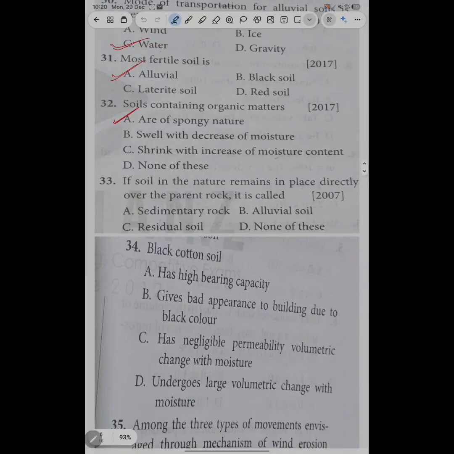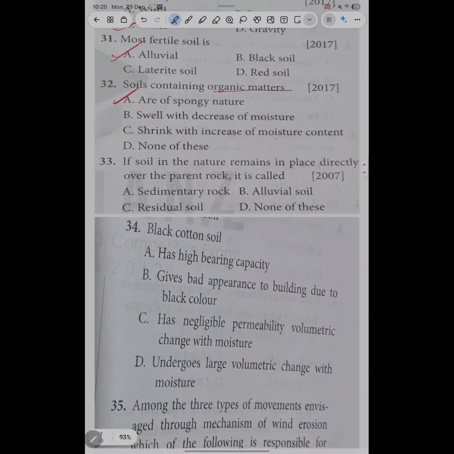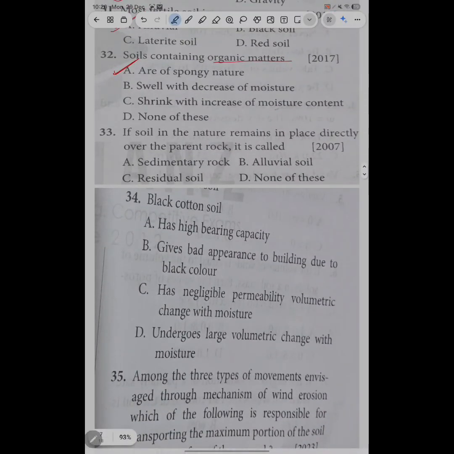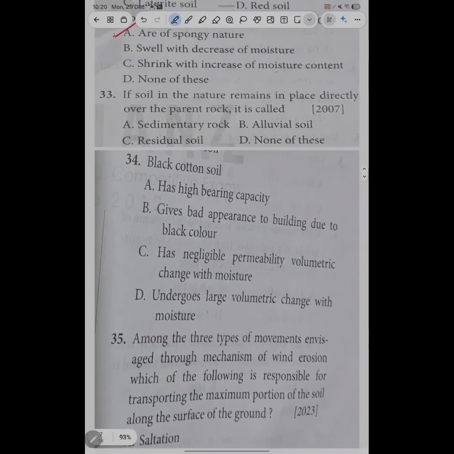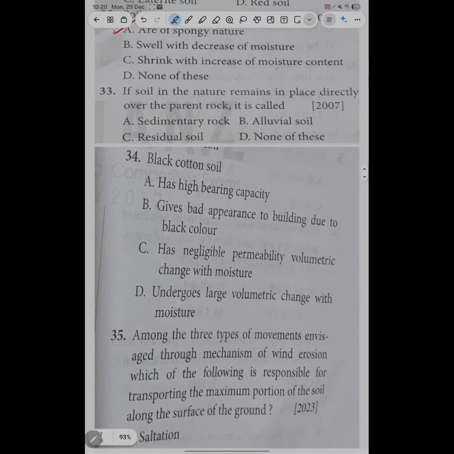So here the answer is spongy in nature. Organic soils containing organic matters are spongy in nature because of the presence of humus and decomposed organic matters. The next question: if soil in nature remains in place directly over the parent rock, it is called residual soil. Option C is the correct one.